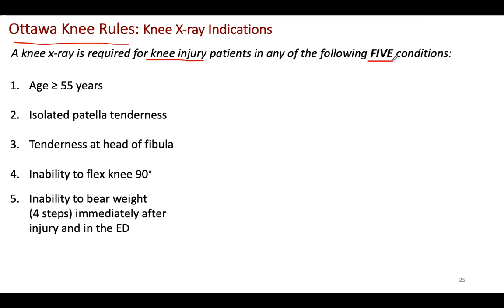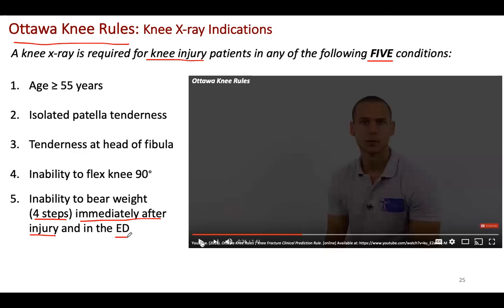Finally, inability to bear weight. And how to test for bearing weight? 4 steps, not just 1 step, 4 steps. If the patient is unable to walk 4 steps immediately after injury, so you know this by history, and in the emergency department, you know this by examination, inability to bear weight, this is an indication of X-ray. Any one of these 5, you don't have to have all 5 together. Any one of these 5 following knee trauma is an indication of X-ray of the knee.